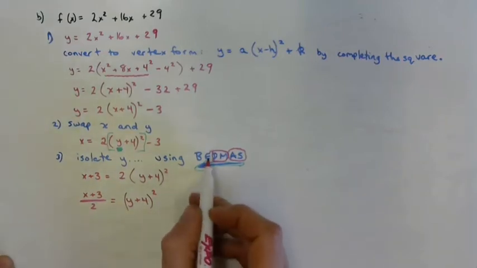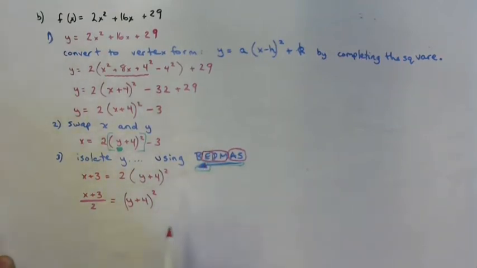Now, what's my next step? Exponent. How do I undo a square? Square root. Okay, watch. Square rooting both sides. I'm going to do the right side first. The square root of a square is really easy. It's just itself. What is itself in this case? It's the group y plus 4. If I square root it, I'm going to be left with y plus 4 all by itself. On the left side, I have to take everything that I have, x plus 3 over 2, and square root it.